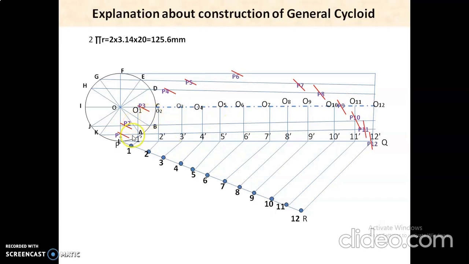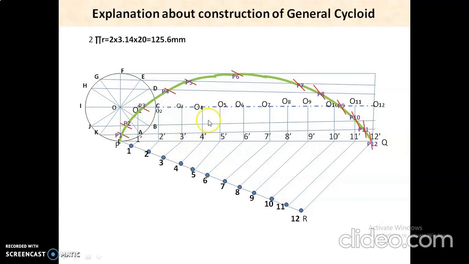If we join these points P1, P2, P3, P4, P5, P6, and so on, P12, we get the general cycloid curve. Using an HB pencil, we have to draw the general cycloid curve. So this is our general cycloid curve. It should be dark. This is the answer part. This is how we get the general cycloid by using the above construction procedure.